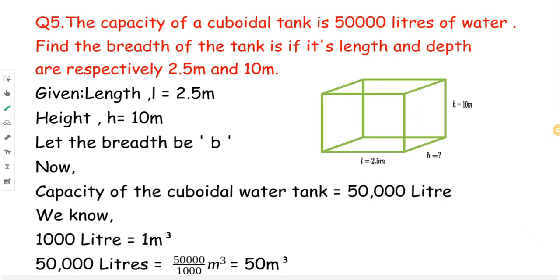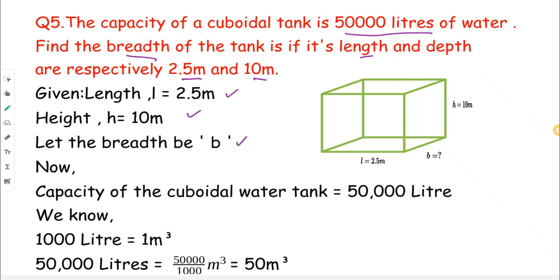Let's do question number 5. The capacity of a cubical tank is 50,000 liters of water. Find the breadth. If its length and depth, they've given us the length and the height. Depth means height. All right, so they've given a length and then height.